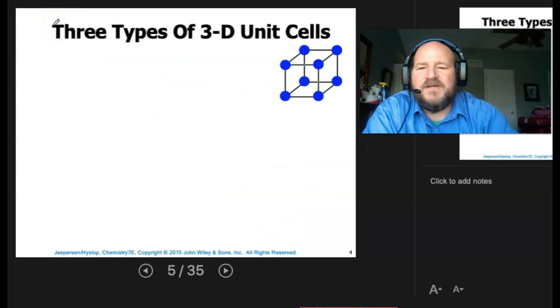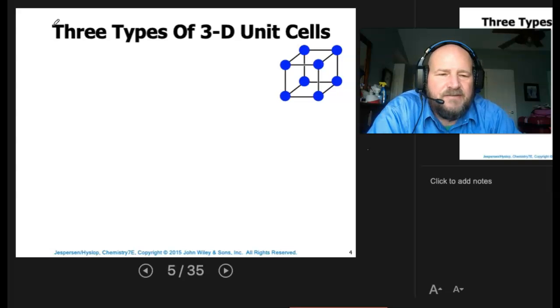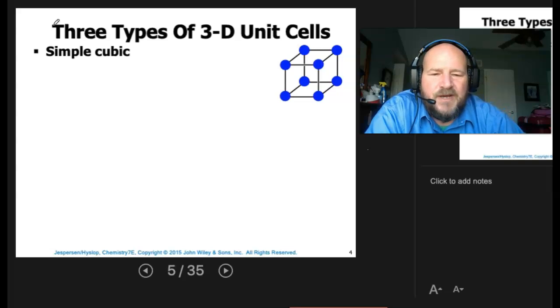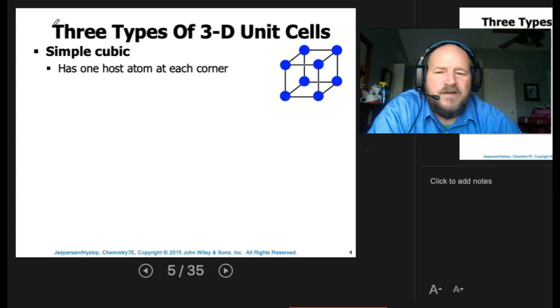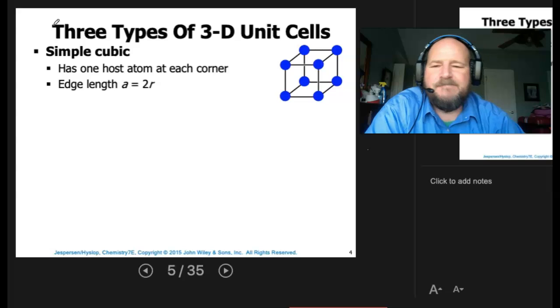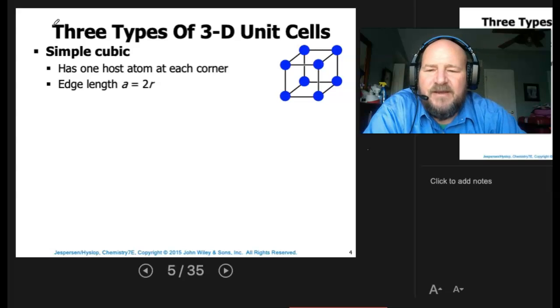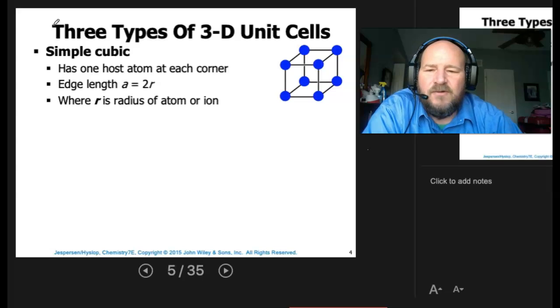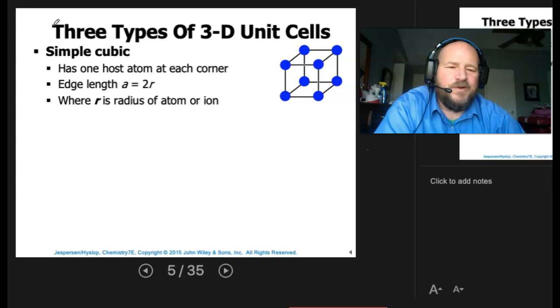All right, so 3 types of 3D unit cells. There's the simple cubic, where we simply have a cube. It has 1 atom at each corner. The edge length, a, would be equal to 2r, where r is the radius of the atom or the ion.